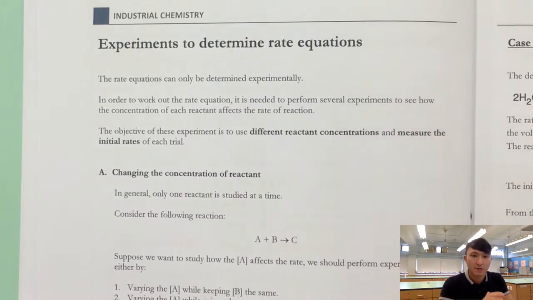Now, the rate equation involves the order of reactants. In order to write down or deduce the rate equation, we must find out the order with respect to each reactant. However, the order of reactants must be experimentally determined. So that's why we need to learn how to improvise experiments to determine the order with respect to each reactant.